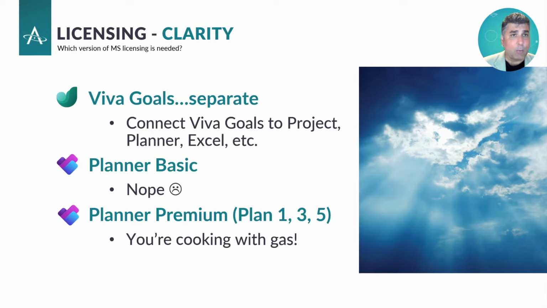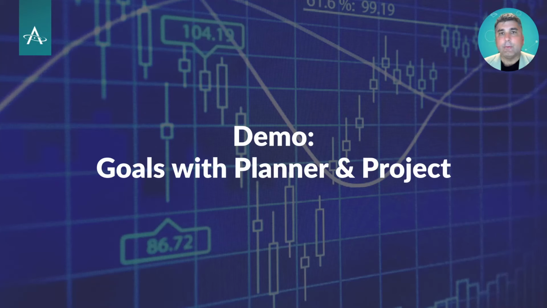And that is a Project Plan 1 license or a Project Plan 3 or Plan 5. In fact, the higher number you go, you get everything underneath it. So again, that's when you really are, as I say, cooking with gas. You really are fully loaded and ready to go. So with the licensing piece out of the equation, let's take a look at an actual demo. Let's talk through more about what actually exists.